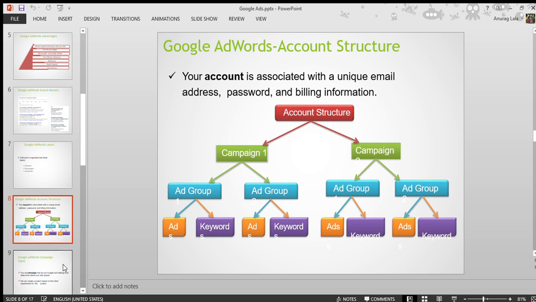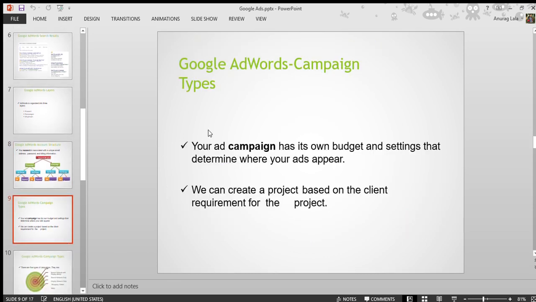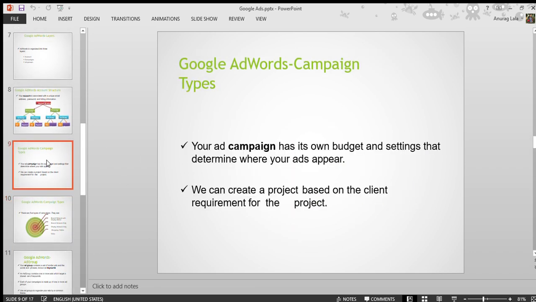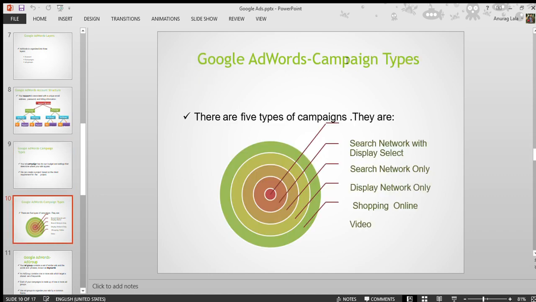Now, moving to the next section, AdWords campaign types. Your ad campaign has its own budget and settings that determine where your ads will appear. We can create a project based on the client. So, campaign types I've already discussed. This is the campaign types slide. I think this slide was made by mistake, so sorry for that. These are the campaign types which I've already discussed.